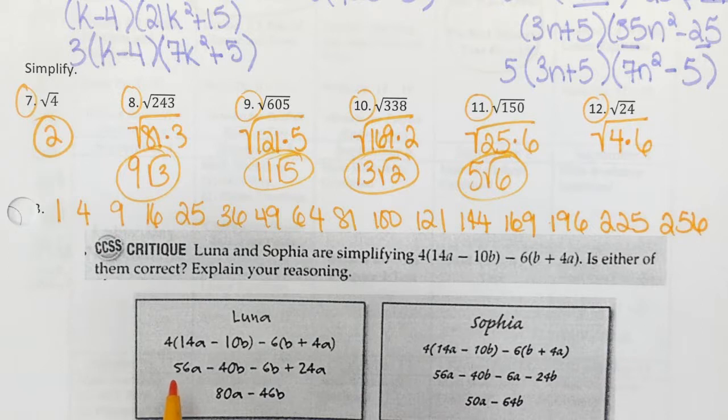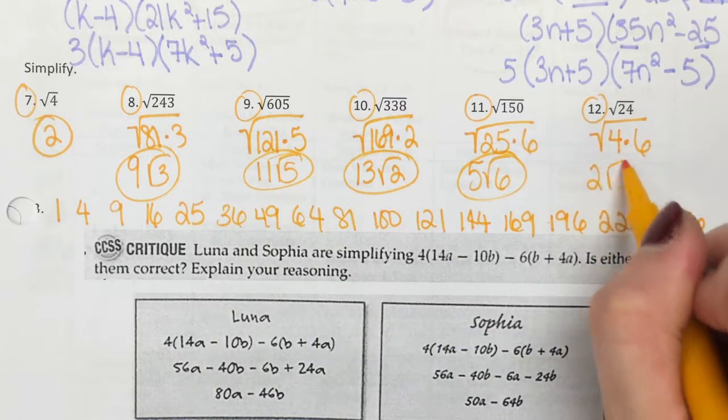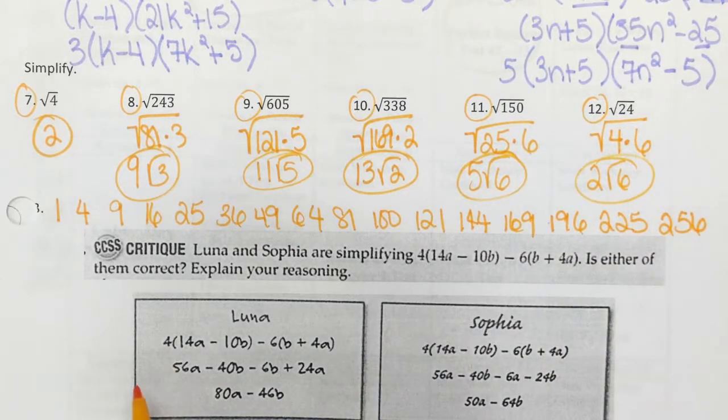80. All right, so that'd be 2 square root of 6. Okay. Y'all good? Anybody lost?